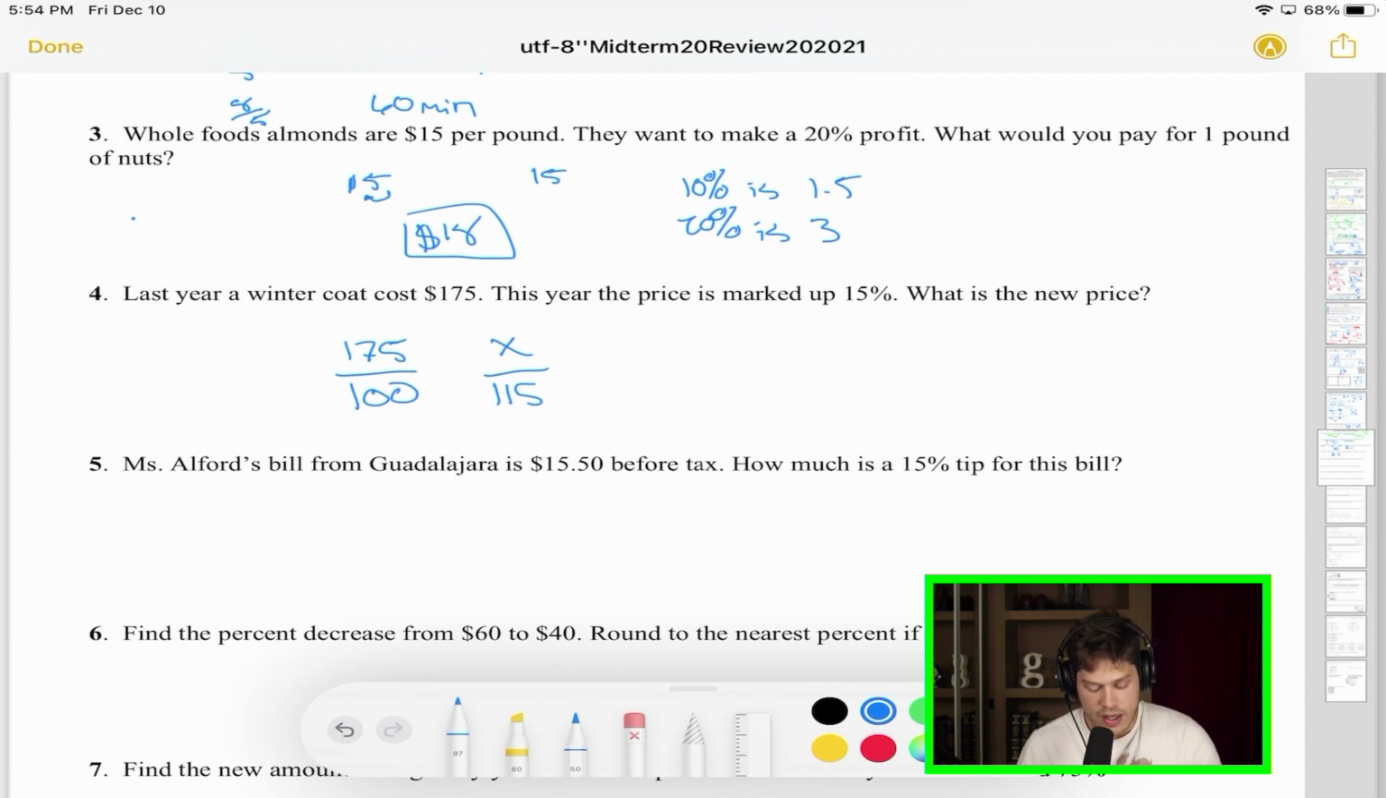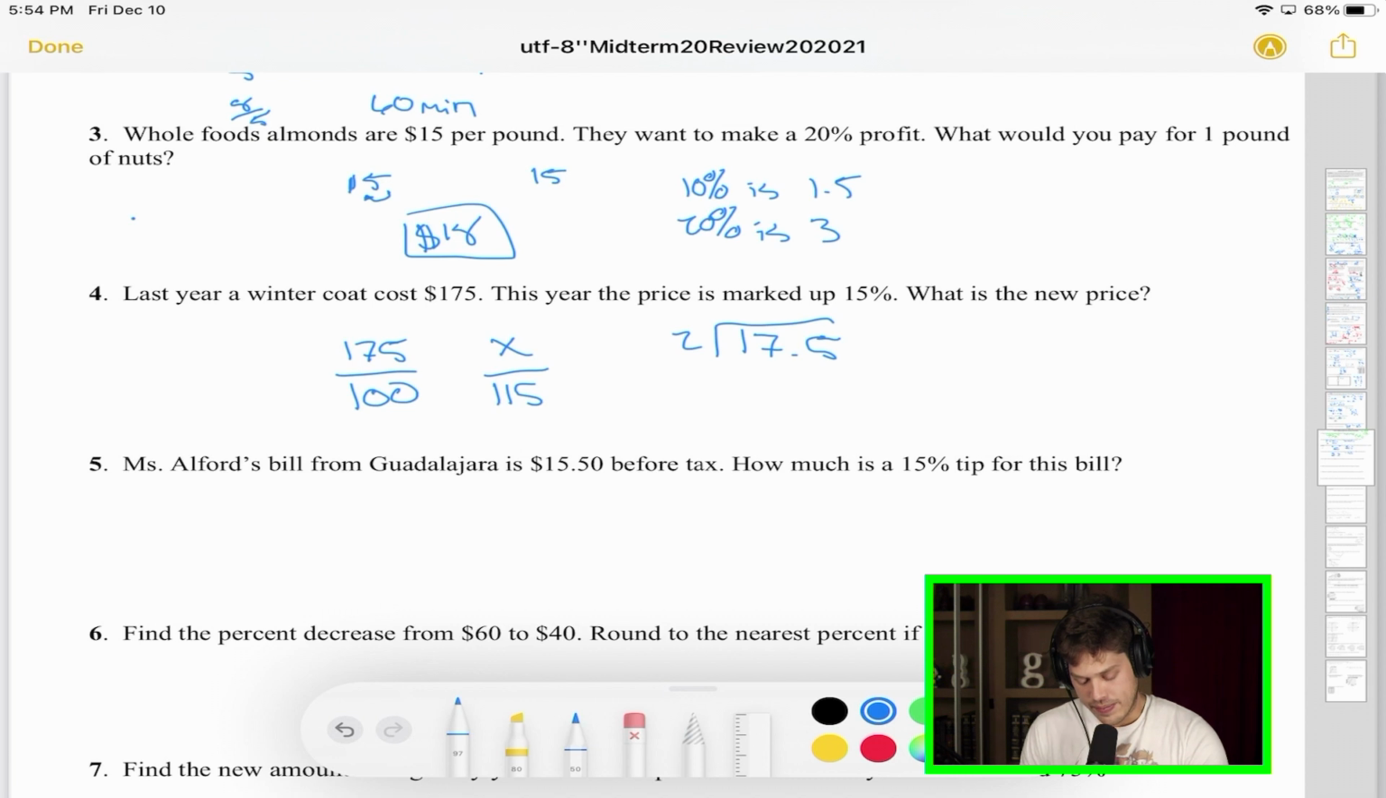Okay, again, I think the easiest way to solve these is think about what is 10%. 10% of 175 is 17.5. Right? And then what's 5%? Well, 5% is going to be half of 17.5. So what's half of this? We'll just divide it by 2.